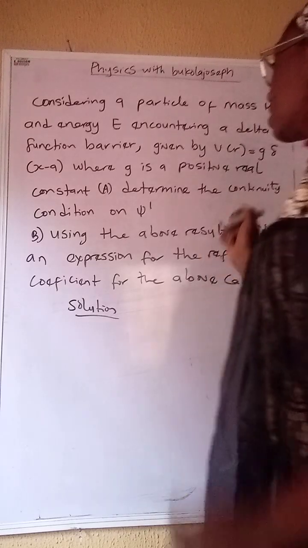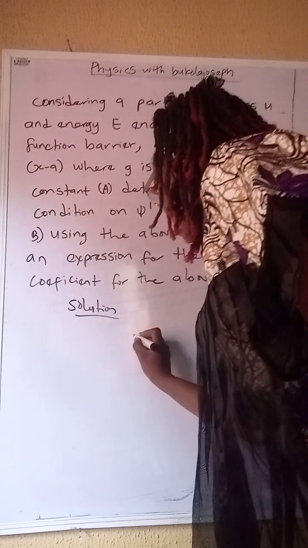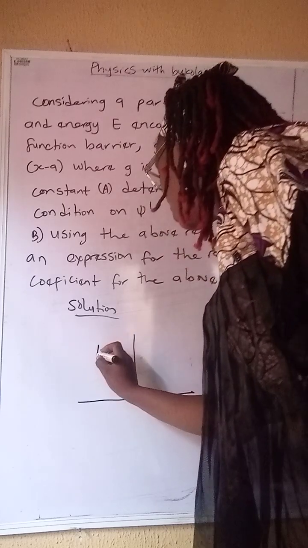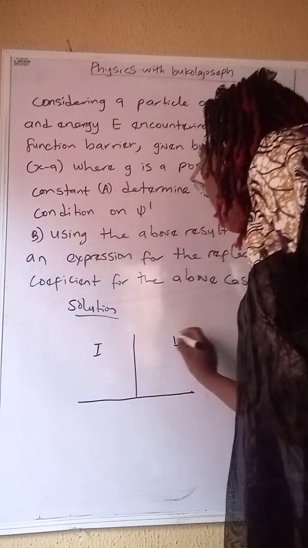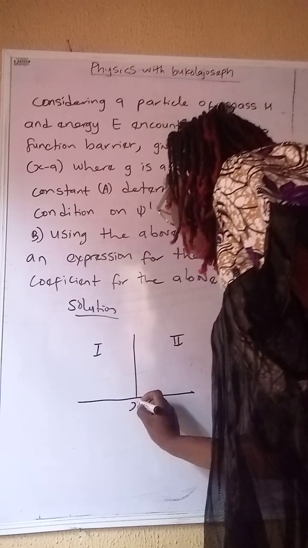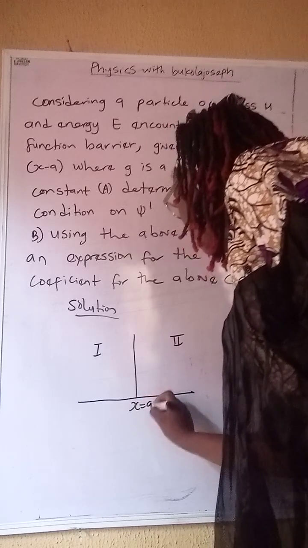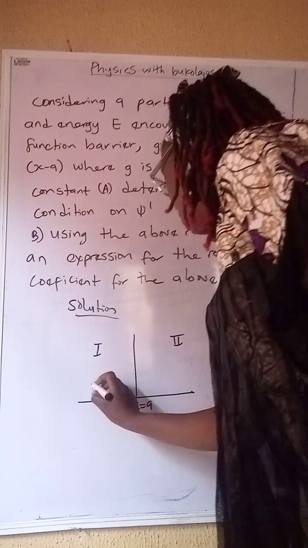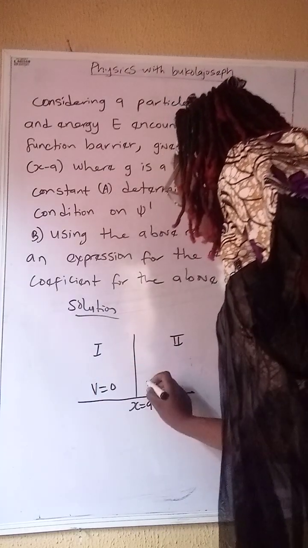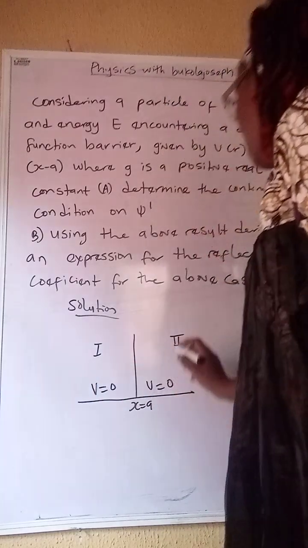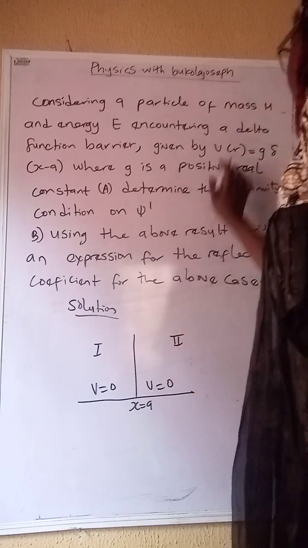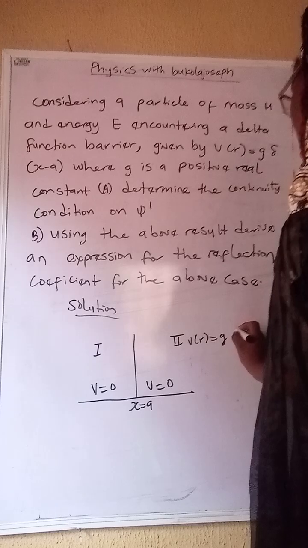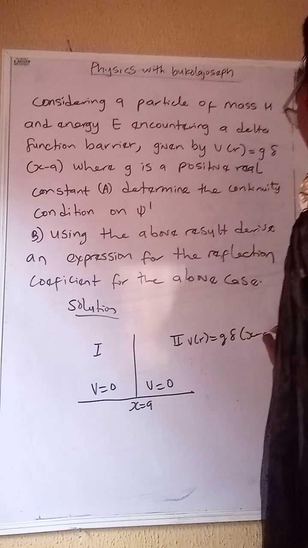So we'll sketch showing the regions. That is the first thing we'll do. We sketch showing the regions. So this is region 1, this is region 2. At this junction, x is equal to what? a. And then what information do we have? At this point V is equal to 0, here V also is equal to 0. But we are given that V(x) is equal to g delta(x minus a).